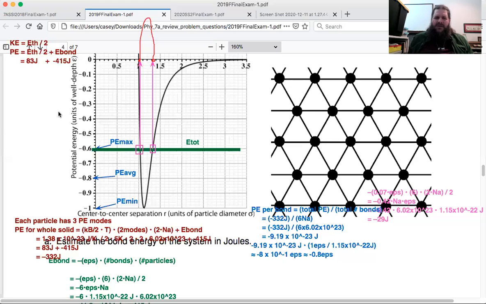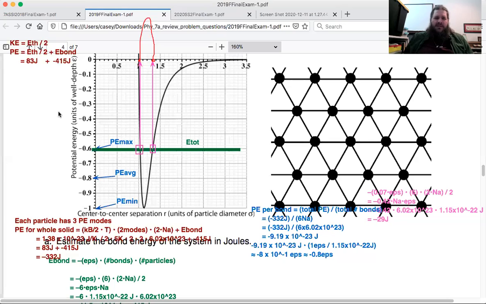If you had an R value and you wanted to find the energy, then that would be fine. You just plug in the R value. But in this case, we have the energy. We want the energy to be negative 0.6 epsilon, and we want to find the R value that makes that true. And the problem is that's going to involve solving this 12th degree polynomial. And I don't know how to do that.